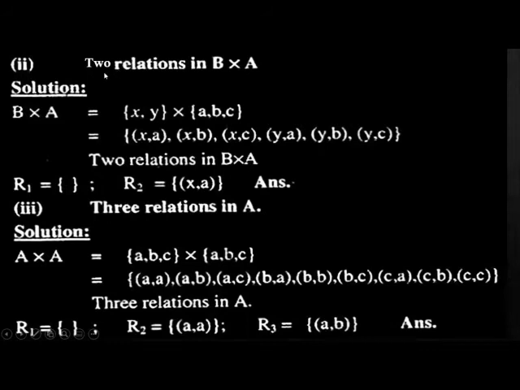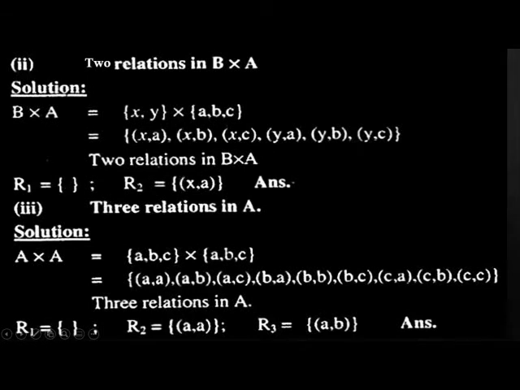Now there is a question which says 2 relations in B cross A. So B cross A is {x, y} and {a, b, c}. So B first. It would be xa, xb, xc, then ya, yb and yc.